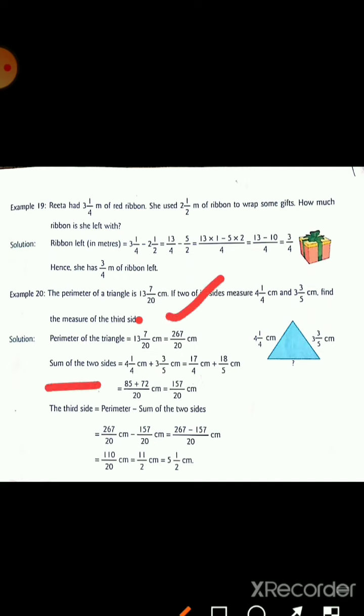The sum of the two sides is 4 whole 1 by 4 centimeter plus 3 whole 3 by 5 centimeter. Because these two are unlike fractions, we first have to find the LCM of the denominators 4 and 5. In this way it becomes this much. Then how will we get the third side? From the perimeter, if we subtract the sum of the two sides, we will get it. So it becomes this much only, students.